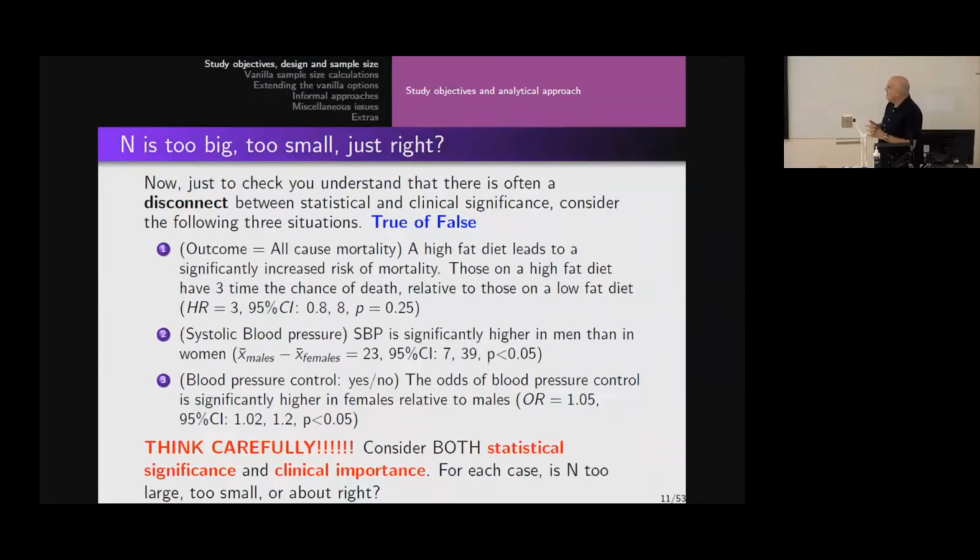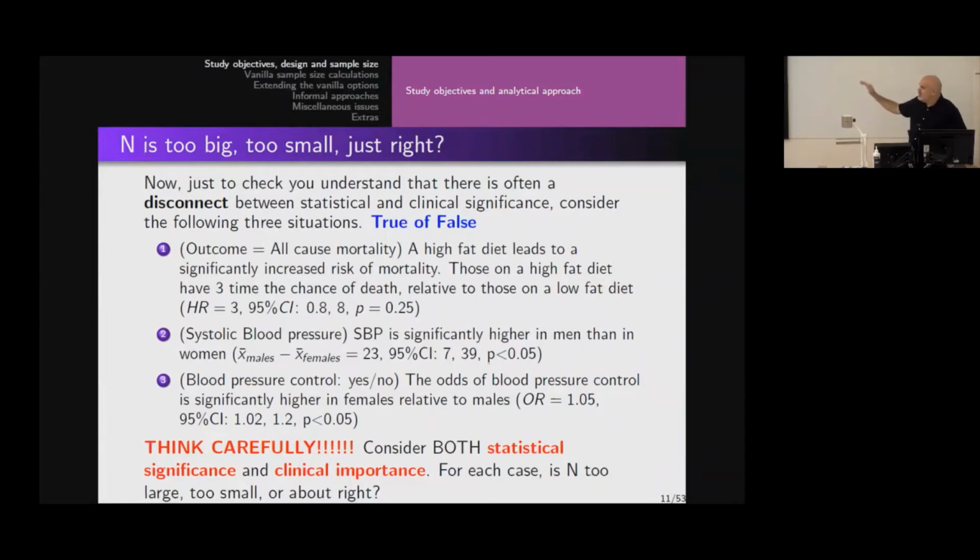Okay, number 2, systolic blood pressure, just the continuous variable. SBP is significantly higher in men than in women. The mean difference was 23 units. The confidence interval was 7 to 39, and P was less than 0.05. Now, I'm assuming you understand your SBP here. Does 23 units sound like a reasonable amount? Yeah, it does.